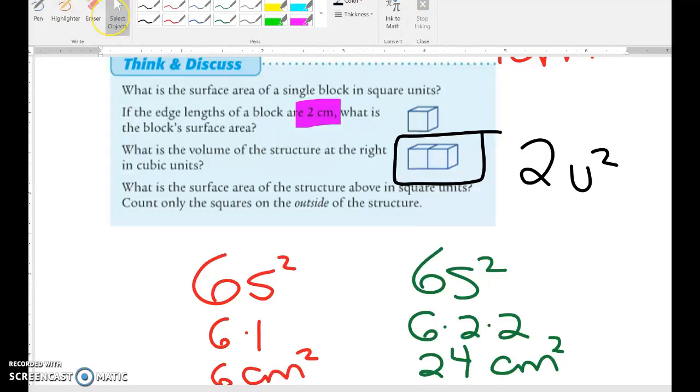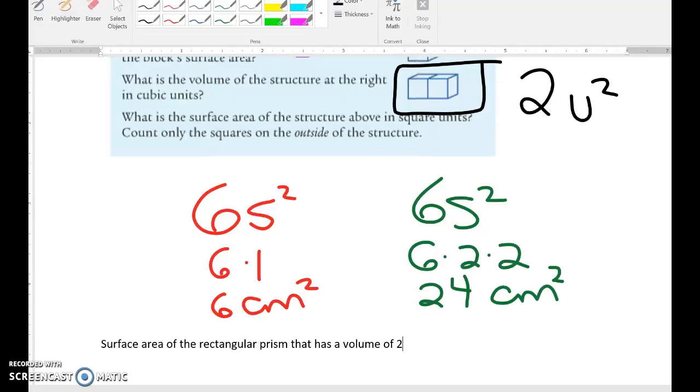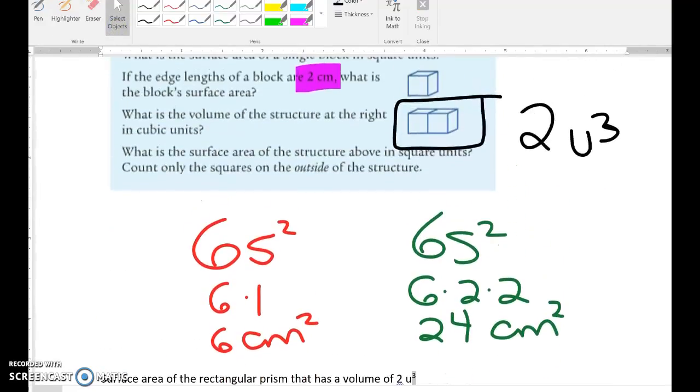Now let's look at that rectangular prism, and that looks like the butter example, right, where we saw that 4 of the sides are the same. So what is the surface area of the rectangular prism that has a volume of 2 units squared? I'm sorry. Oh my. Big mistake. Who found the mistake? Oh, yeah. Big mistake. It's units cubed, okay? We're going to be super vigilant about that. It has a volume of 2 units cubed, okay?